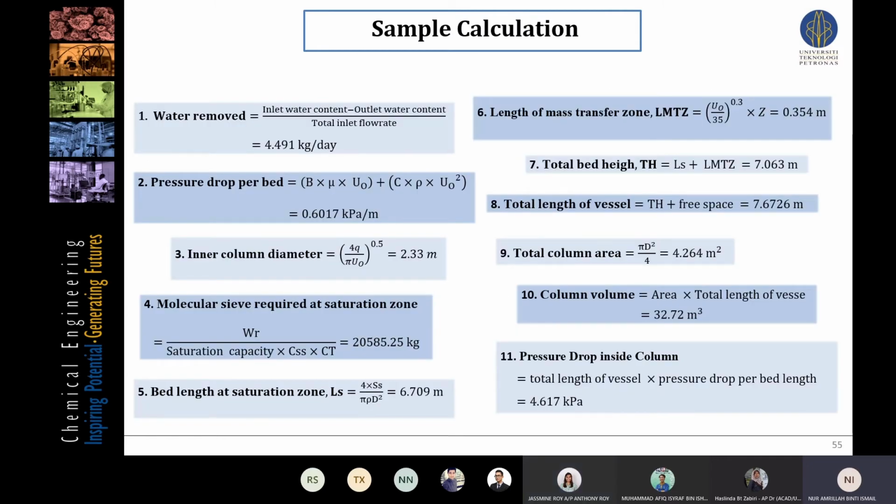Okay, moving on to the sample calculation. All of the parameters highlighted in the process design methodology are presented with detailed calculation in this section. So as we can see here, the amount of water removed in the dehydration unit is approximately 4.5 kg per day, while for the column design, the inner diameter is around 2.3 meter with a total bed height of 7 meter and a total length of vessel of 7.6 meter. And the pressure drop inside this dehydration column is expected to be 5 kilopascal.